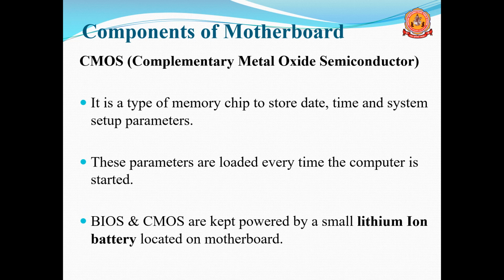These parameters are loaded when you switch on the system, and CMOS is responsible for that. CMOS and BIOS are both required, because CMOS is only the battery. CMOS is a lithium ion battery located on the motherboard. Along with the BIOS, it loads the date and time, so the date and time will be updated. CMOS is a complementary metal oxide semiconductor, a small battery used inside the system.